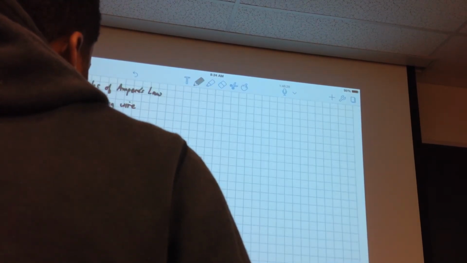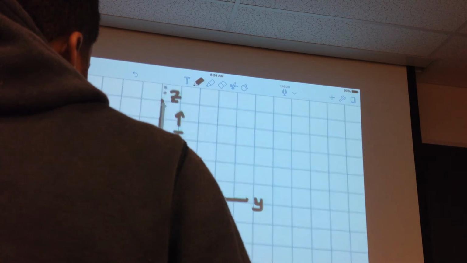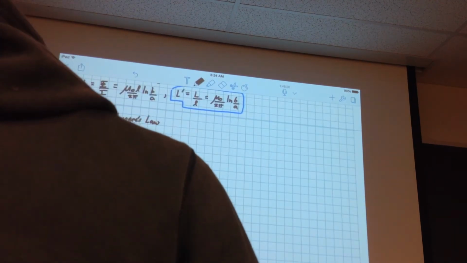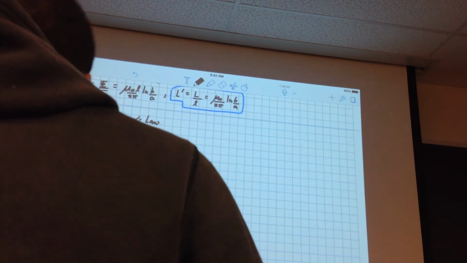Like a coat hanger from that side of the room to that side of the room. Really long, right? Okay, and let's say there is a current flowing in the wire in that direction. The current has direction. And we want to ask, well, what is the magnetic field from this infinitely long wire?